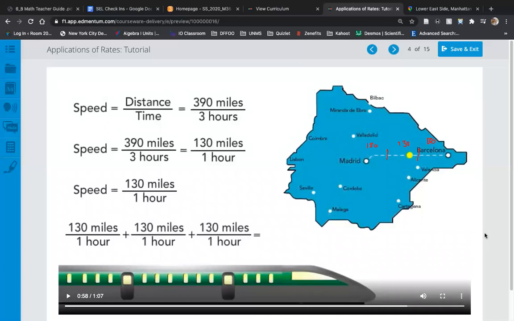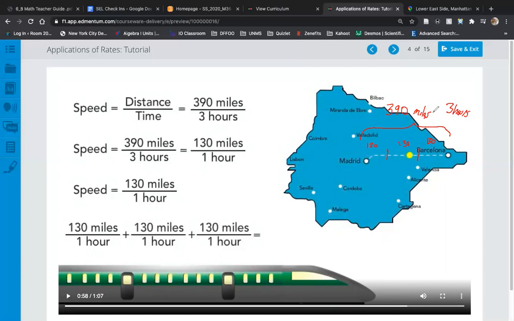And I see people responding in the chat. Okay, how did she get 390 and 3 hours, right? This first part was given to us. It told us that the train went 390 miles. So from Madrid to Barcelona, we know that that distance is 390 miles. If you look on a map, you would see that. And then it told us on that first slide that the train took 3 hours to get from here to here.